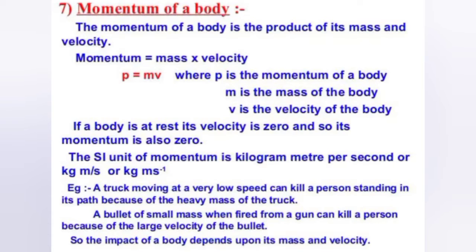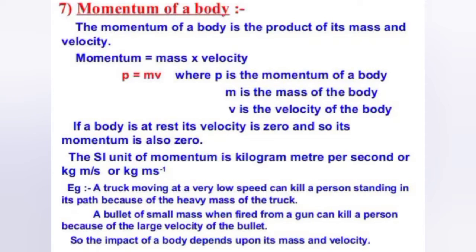So what is the momentum of a body? The momentum of a body is the product of its mass and velocity. Momentum is denoted by p. So we can say that momentum is equal to mass into velocity. P is equal to mv, where p is the momentum of a body, m is the mass of the body, and v is the velocity of the body. If a body is at rest, its velocity is 0, so its momentum is also 0, and the SI unit of momentum is kilogram meter per second, or we can write it as kg m per second.